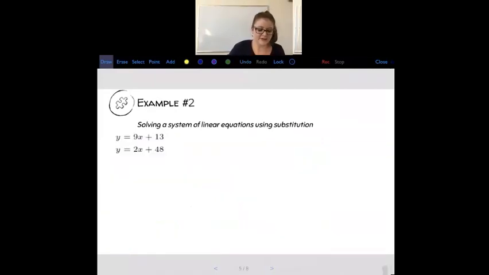Solving a system of linear equations using substitution once again. In this case, both lines, y equals 9x plus 13 and y equals 2x plus 48, are solved for y. So we're substituting y in for y, and these become equal to one another.